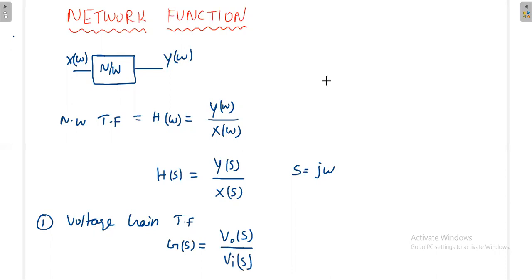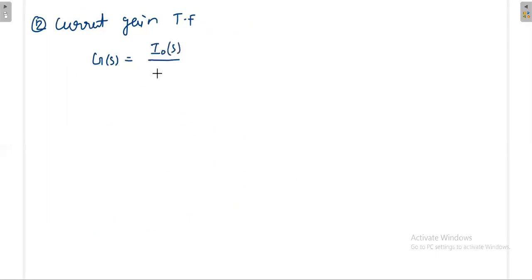Next, similarly, we have the current gain transfer function. This time it is g of s, output I naught of s, that is output current divided by input current.